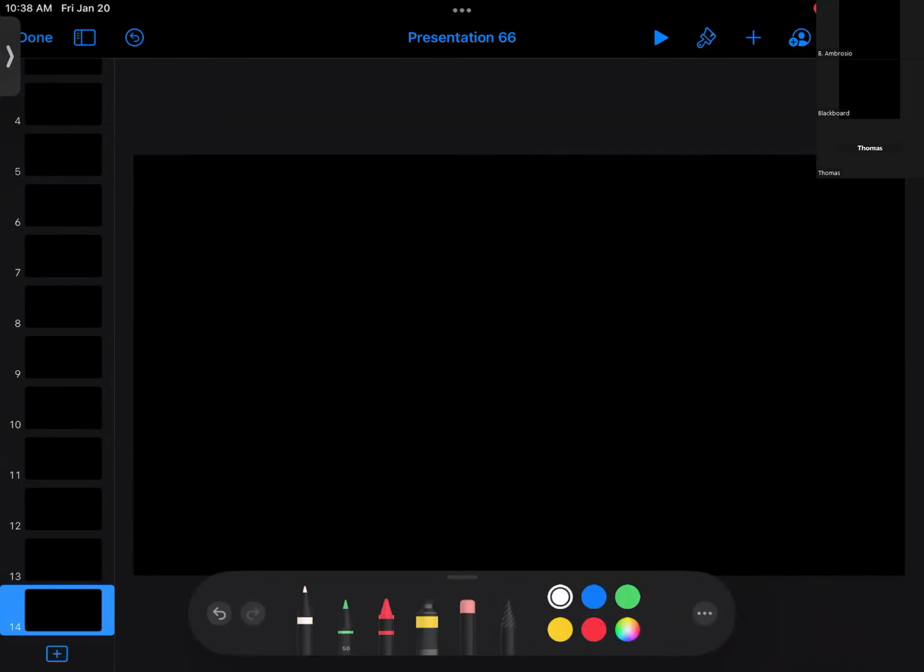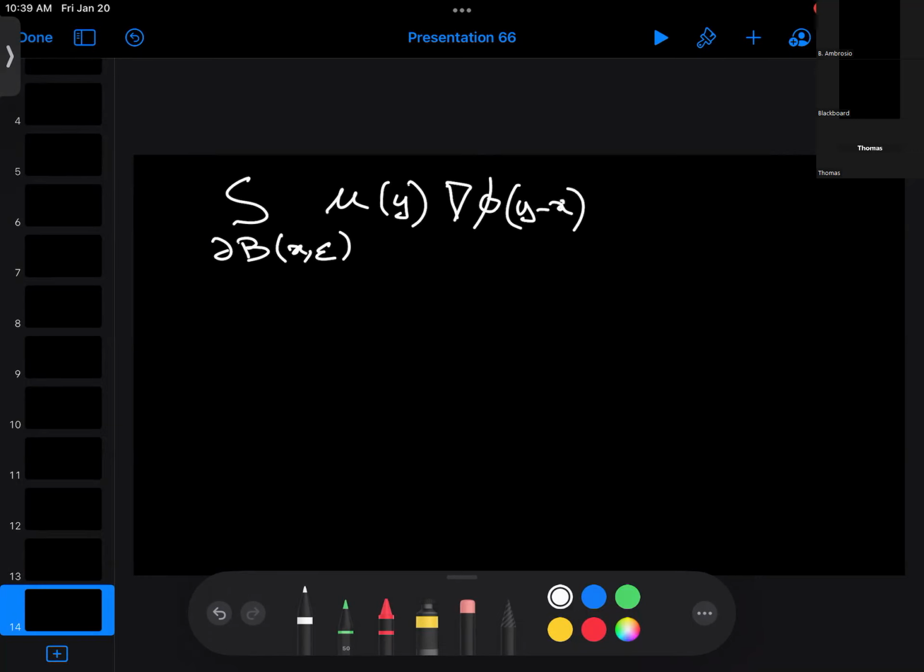So I'm now considering the integral over my boundary of u of y times the gradient of phi at y minus x, scalar with the normal at y, d sigma y. All right, let's do this computation in detail. In particular, I have to remind that we assume, so let's do the case n greater than 2.